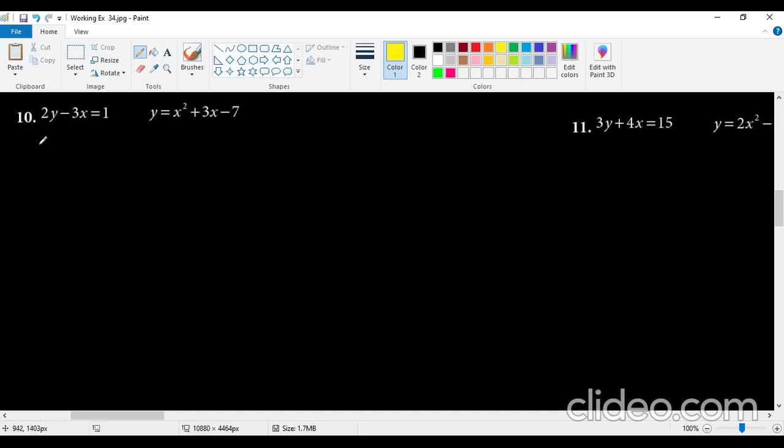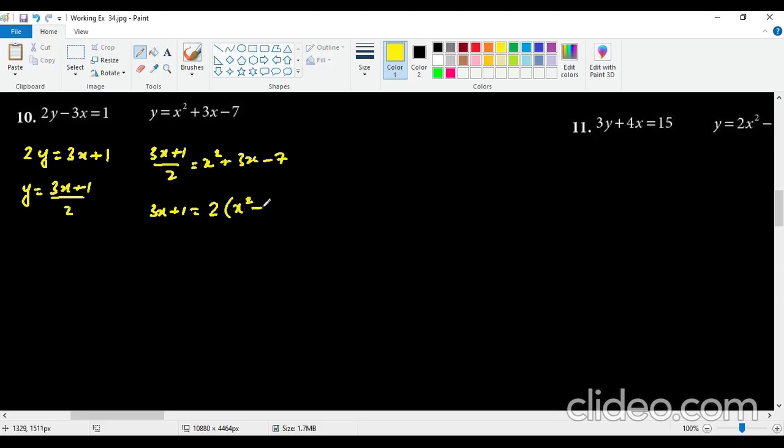When it comes to question number 10, I can see that 2y equals plus 3x plus 1, because minus 3 will go to the other side and becomes plus 3x. So y equals 3x plus 1 divided by 2. So this is the value of y. Now I'll place it over here. It becomes 3x plus 1 over 2 equals x squared plus 3x minus 7. This 2 is dividing, so the other side it will go and multiply. So 2 times x squared plus 3x minus 7 to give us 3x plus 1 equals 2x squared plus 6x minus 14.